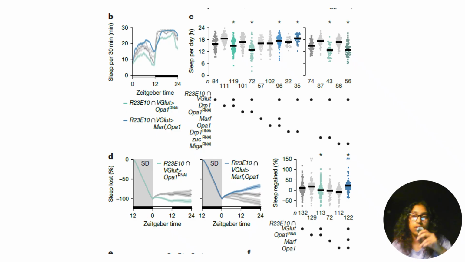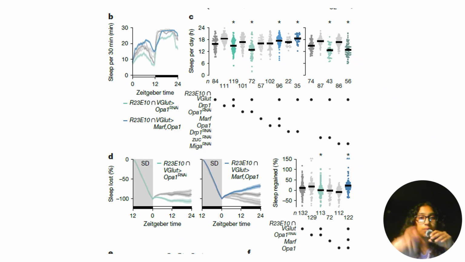And what is the role? So the MARF is involved in the fusion of the outer membrane. OPA1 was the inner, MARF is the outer membrane, and it works in tandem with the OPA1 to maintain mitochondrial network integrity. So what is the impact on the sleep pressure?